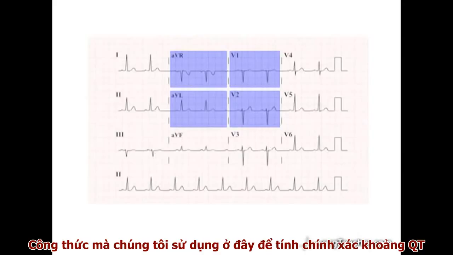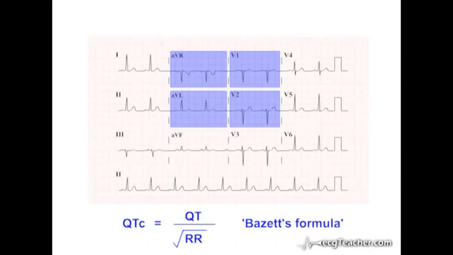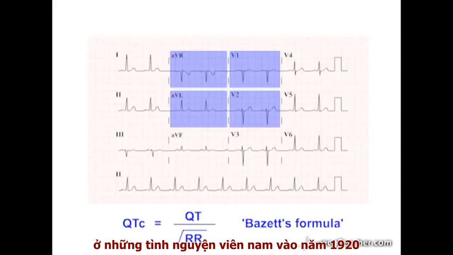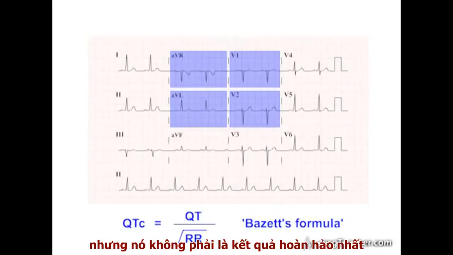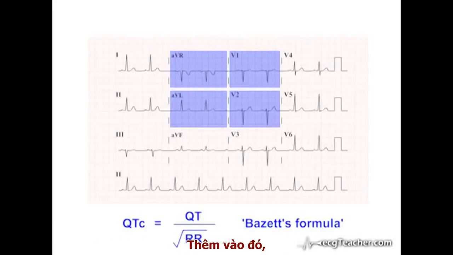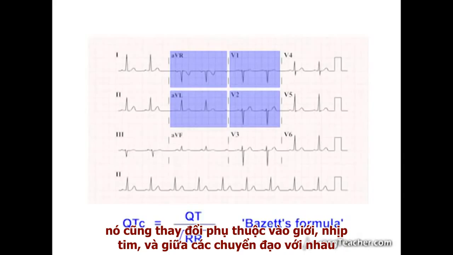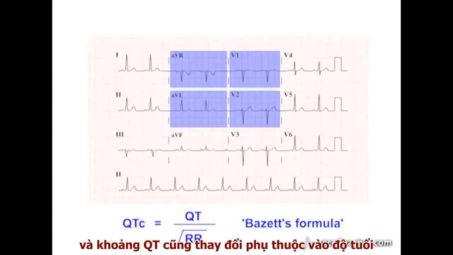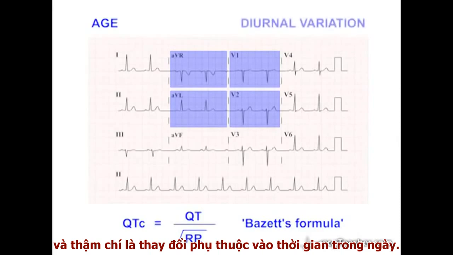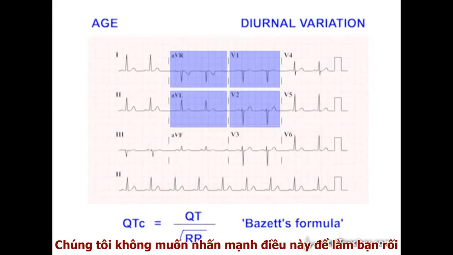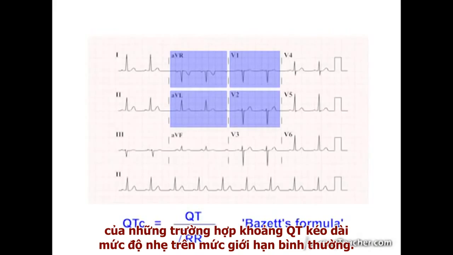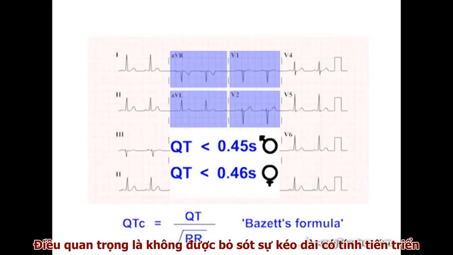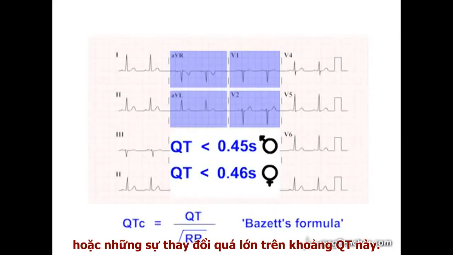We should point out that the equation we have used here to calculate the corrected QT was developed from empirical observations on male volunteers in the 1920s. While useful, it does not yield perfect results, particularly at high heart rates. In addition, as well as varying with gender, heart rate, and between leads, the QT interval also varies with age, and even with the time of day. We don't raise these issues to confuse you, but merely to emphasize that it is difficult to assess the clinical significance of minor levels of QT prolongation above these accepted upper limits. The key is not to miss gross prolongation or major changes in the interval.